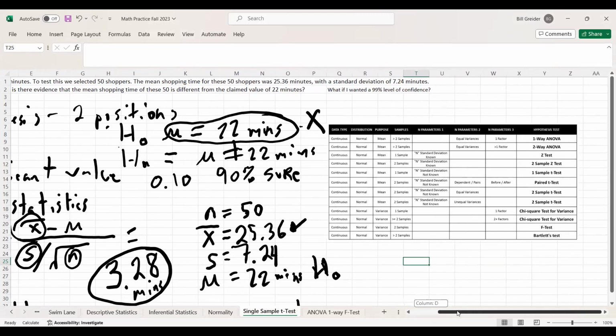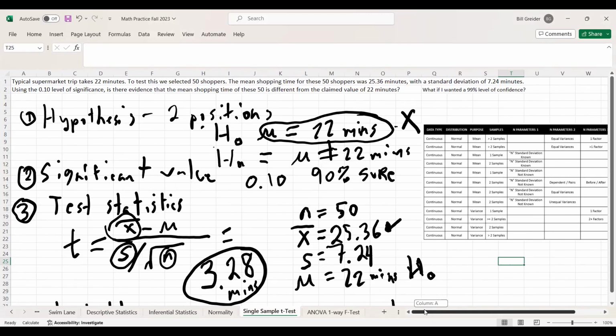This is another example of a test I would use. This is, again, for small samples. Like I don't have a ton of samples. Remember that T, student T? It's so I don't have to go out and catch 10,000 whales in order to get a good number. So the example I like is that a typical supermarket trip takes 22 minutes. And to test this, we selected 50 shoppers. The mean shopping time for those 50 shoppers was 25.36 minutes.